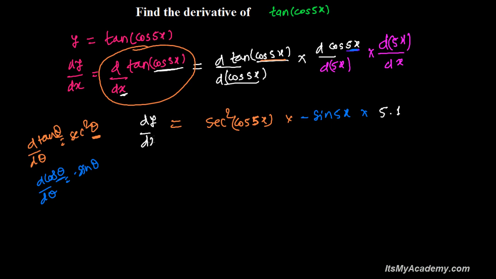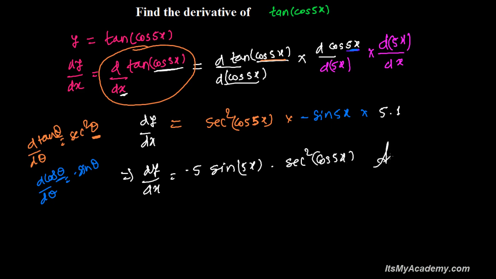So let's rearrange and we'll get the derivative. Our required derivative is, putting this 5 outside at the front, minus 5, and then sine 5x times sec squared of cos 5x. This is my required derivative of the given function. That's it. I hope you understand this type of problem. We'll be doing a little bit more, and that will definitely give you more concept, and it's really easy.